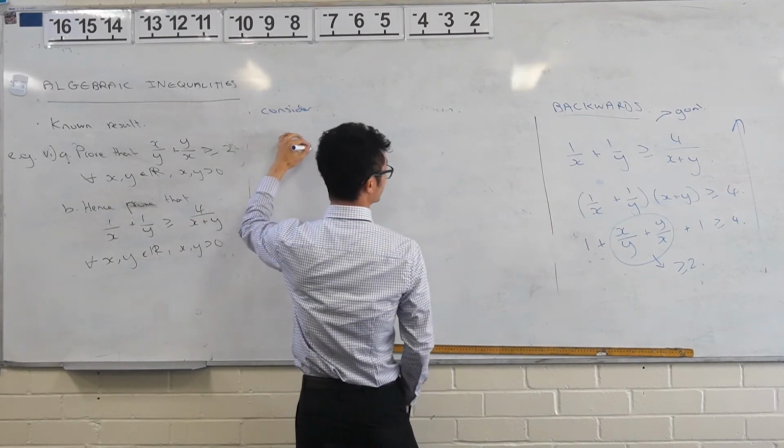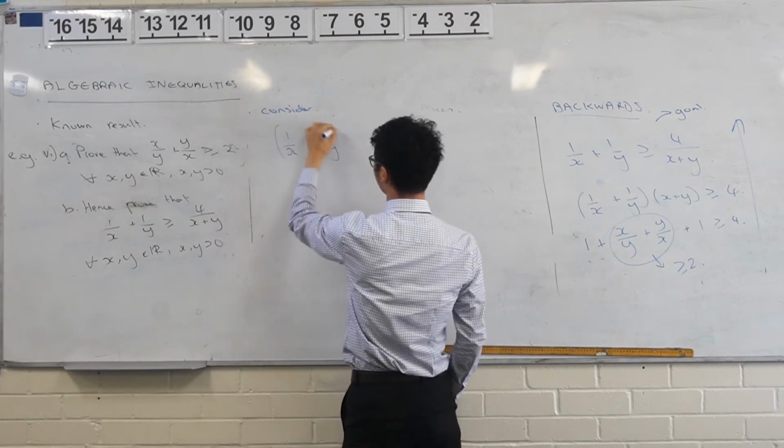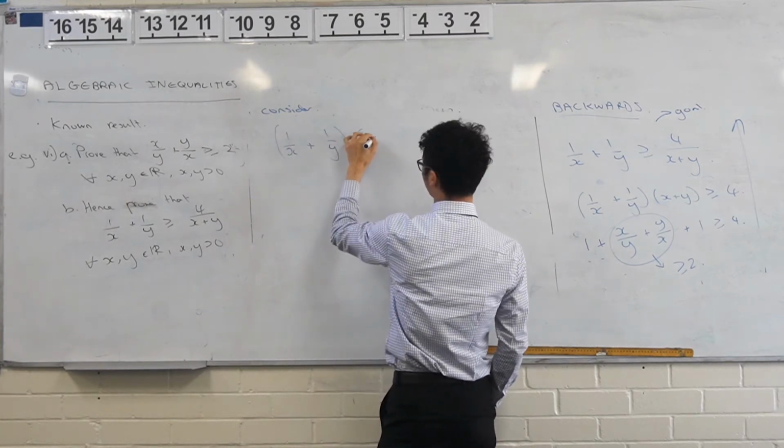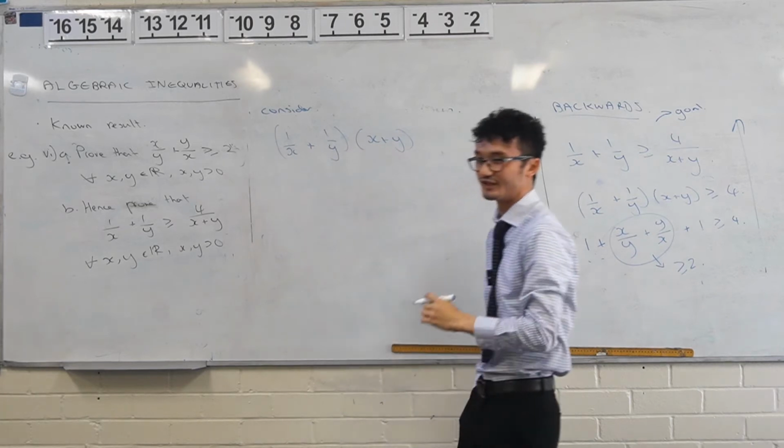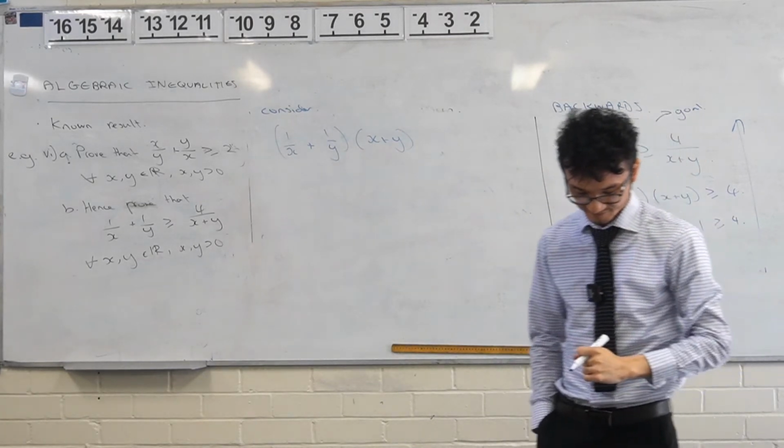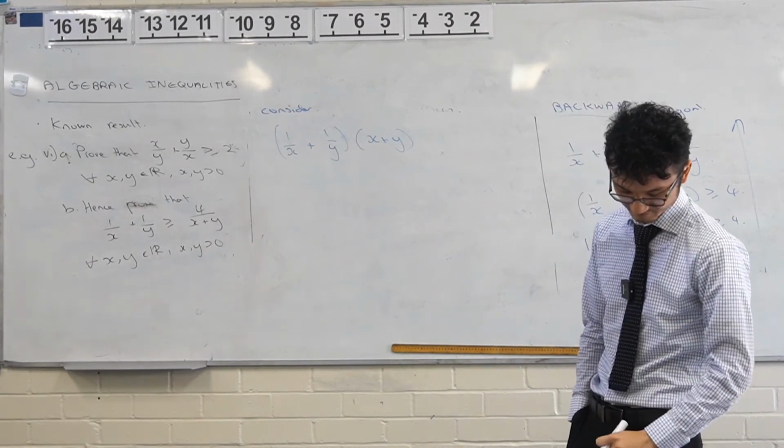1 on x plus 1 on y, multiplied by x plus y. This is what I'm going to start with. You got that down for me?